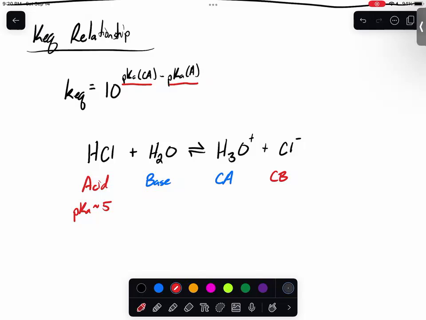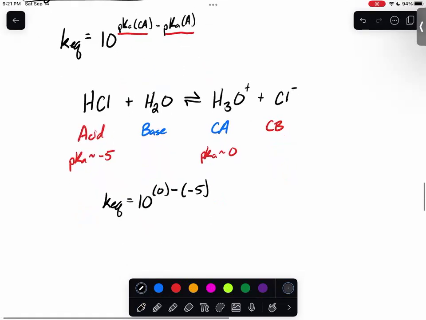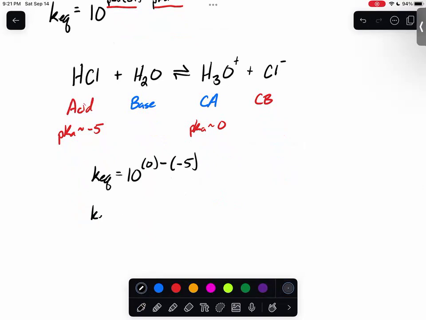It's about, sorry, not 5, it's about -5. And then the pKa of hydronium is right around 0. Okay? So if we wanted to find the KEQ of this reaction, we would say that KEQ equals 10 to the pKa of the conjugate acid, which in this case is 0, minus the pKa of the acid, which is -5. Minus and minus makes a plus, so our KEQ for this reaction is 10 to the 5th, right? And whenever we're thinking about what direction that points, as a reminder, since our KEQ is much greater than 1, the products are favored.